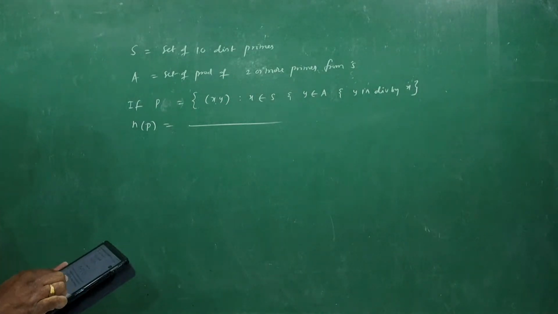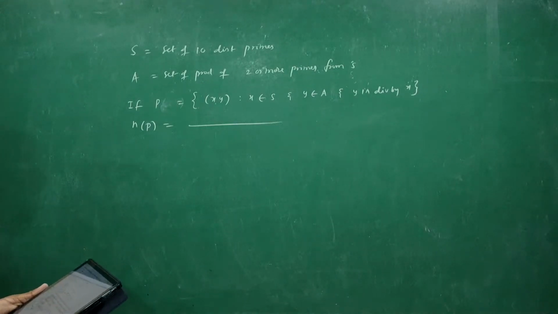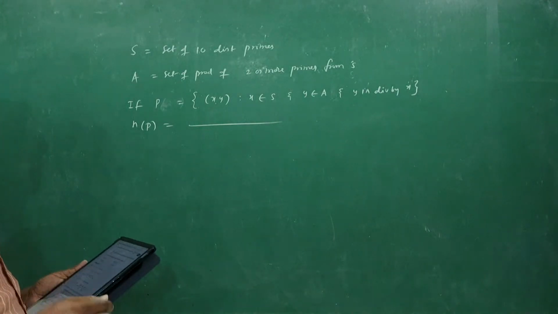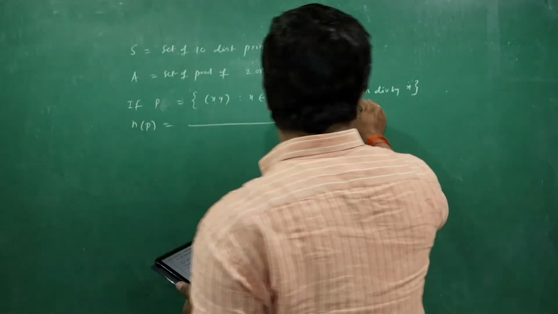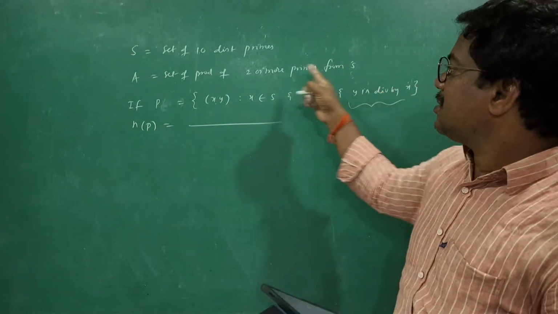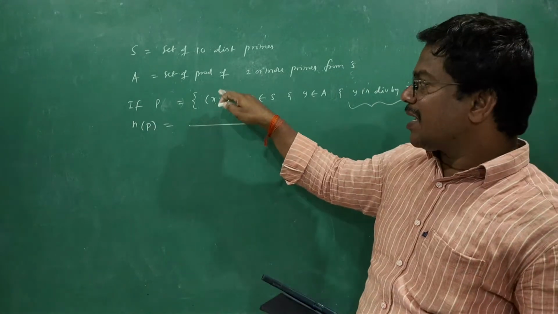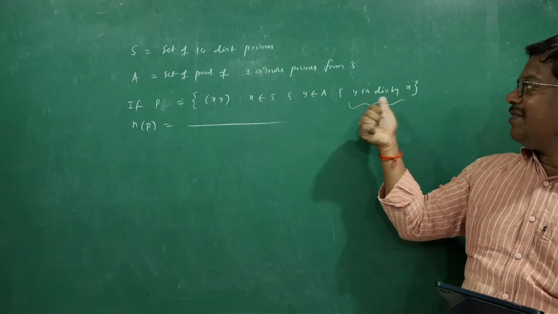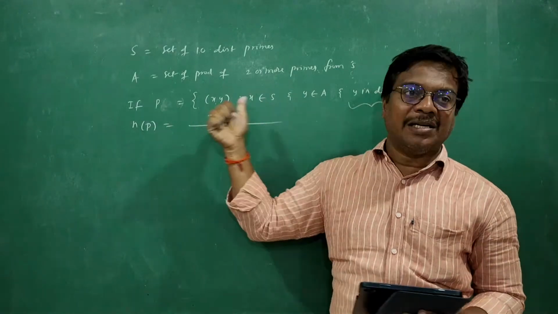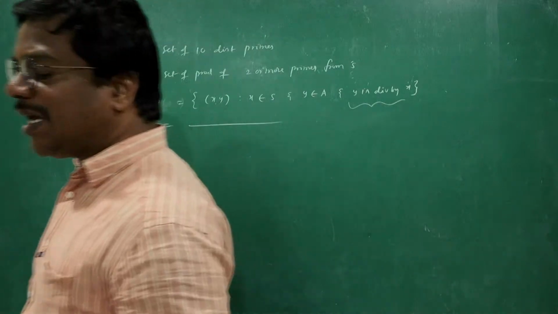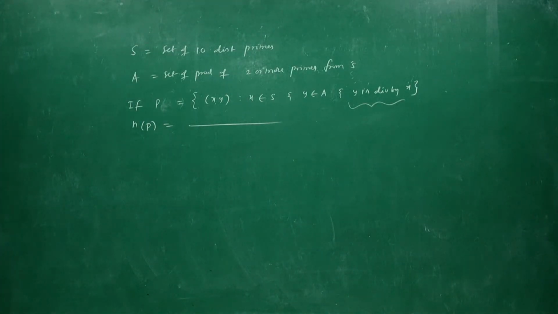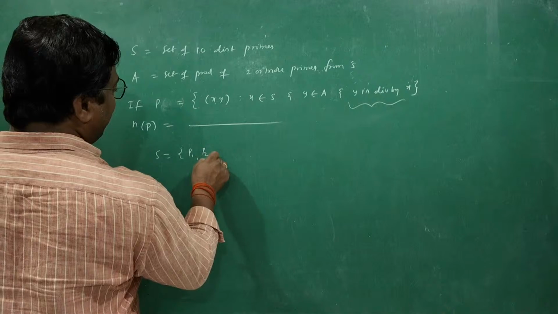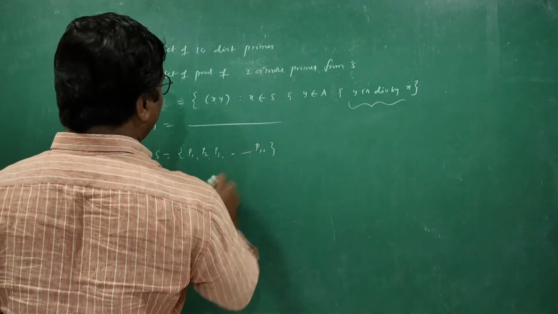Given that S has 10 distinct primes, and the products of two or more primes from the set S are the elements in the next set A. Next, P is a set: if y is divisible by x, then those ordered pairs (x, y) are contained in P. How many such ordered pairs are there? That is the question, N of P. I am going to select S as the prime numbers P1, P2, P3 and so on up to P10.